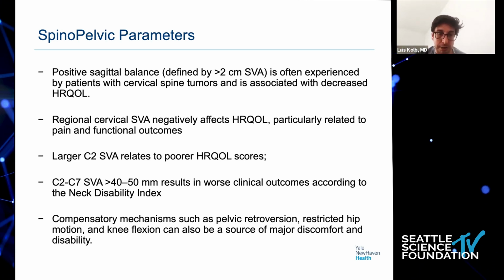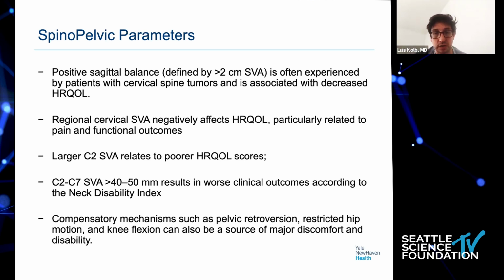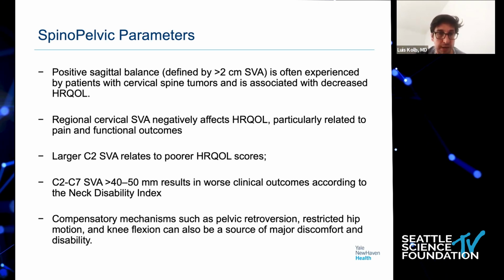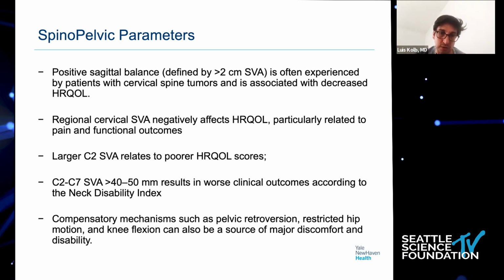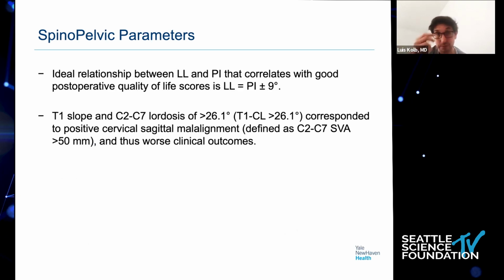As we know, patients can compensate for some of these metrics, say with pelvic retroversion, hip motion, knee flexion, but the more they have to compensate for these, the more discomfort they can also start having secondary in these other hip joints and knee joints.